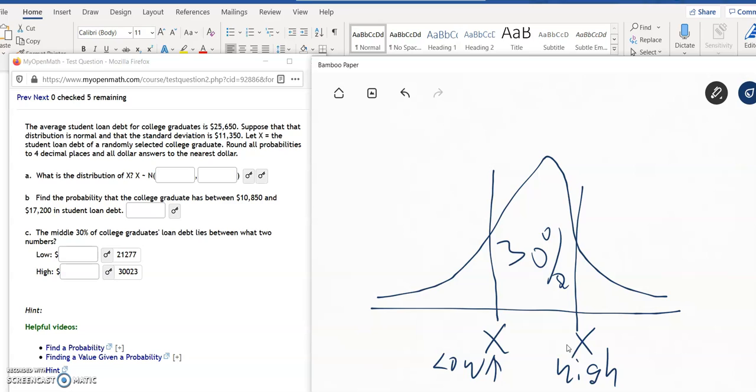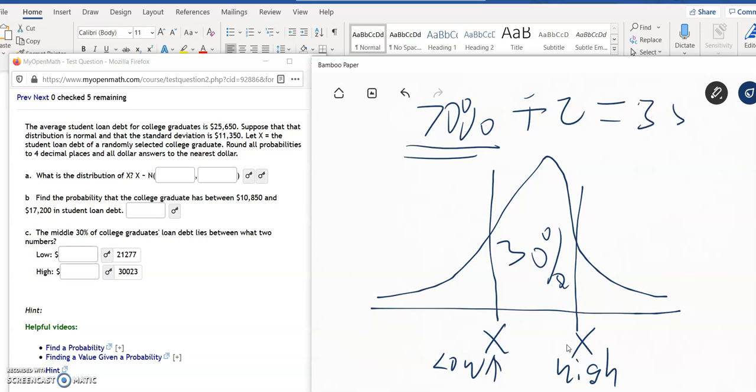What do we use for the probability for both of these? Well, if there's 30% in the middle, that means there's 70% left total, correct? And that 70% divided by 2 is 35, so I'm going to get 35% on each side. Remember, Excel works left to right, less than. Remember that.